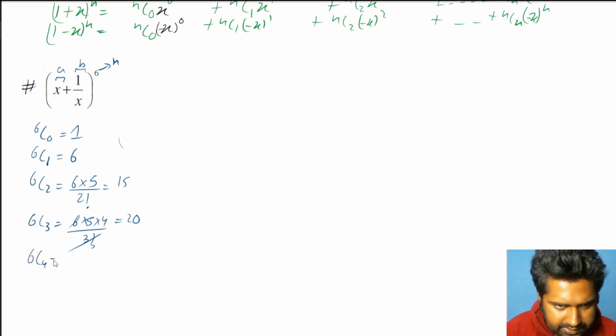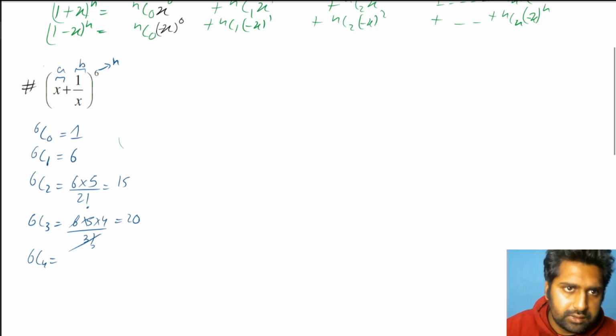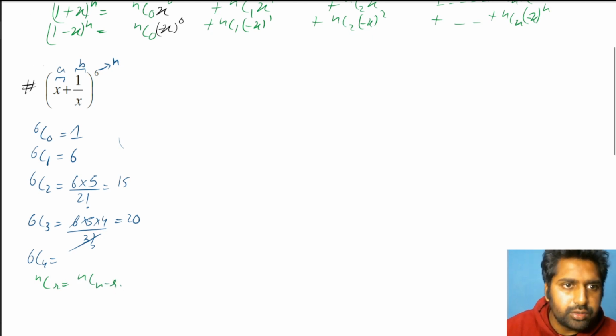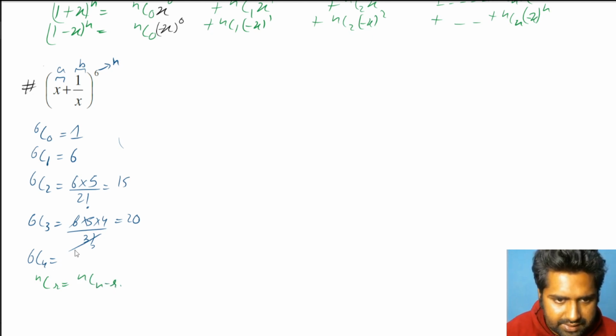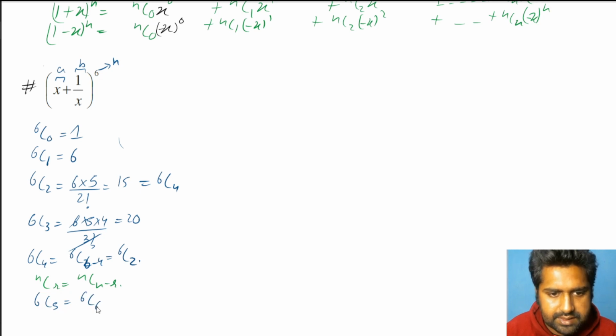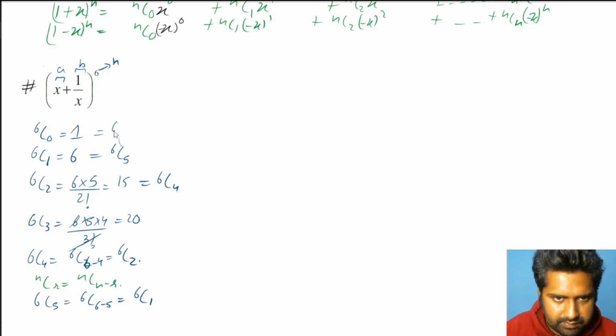So if you look at 6c4, if I use the property nCr equals nC(n minus r), what is 6c4? 6c4 is the same as 6c(6 minus 4), that is 6c2. So that means this is also 15, so I don't have to calculate again. Similarly, if you calculate 6c5, it is 6c(6 minus 5). What is 6 minus 5? 6c1. So that is 6. Similarly, 6c6 is also 1 by using the property.